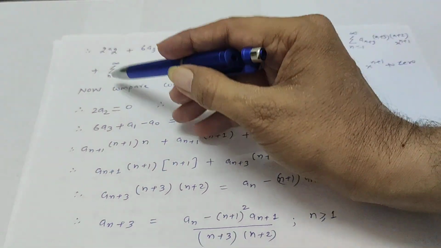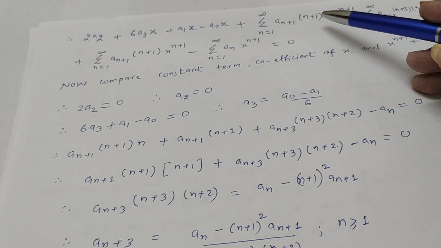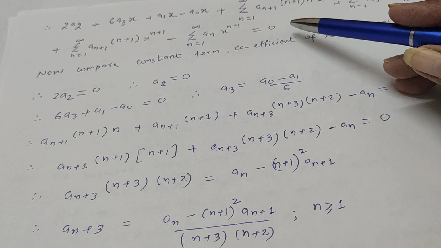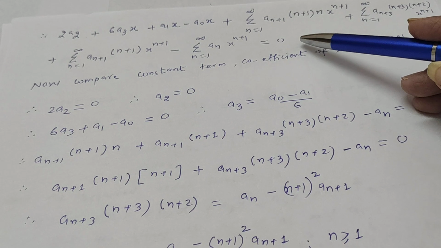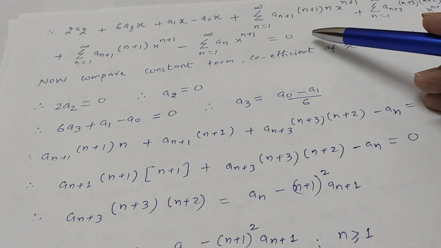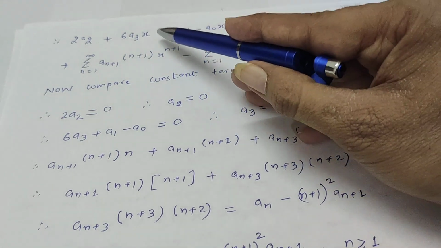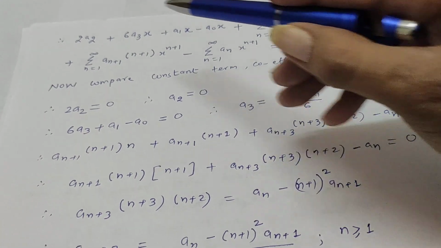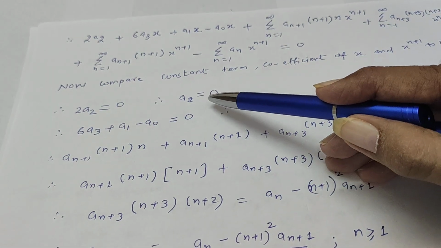See, this is the constant term 2a2. All these terms are terms of x. Now the remaining terms will be as it is. Now on the right hand side we have been given 0, so we will write 0 as 0 plus 0x plus 0x square plus 0x cube, and finally up to 0x raised to n. So comparing, the constant term is 0, the coefficient of x is 0, and the coefficient of x raised to n plus 1 is 0. So the constant term is 2a2, so 2a2 is 0. From here we have the value of a2, that is 0.